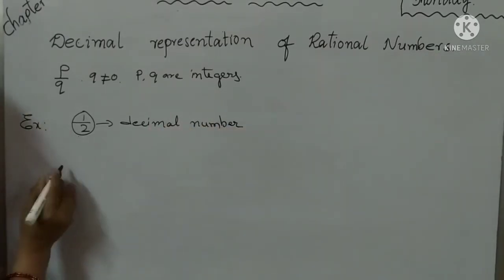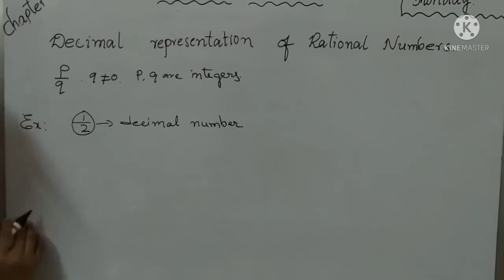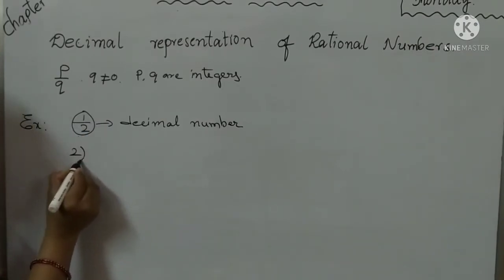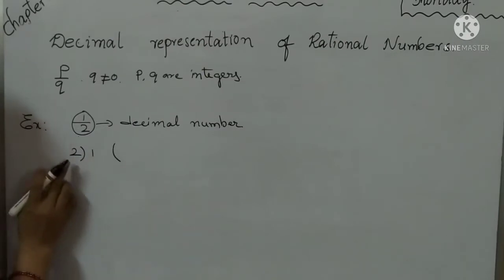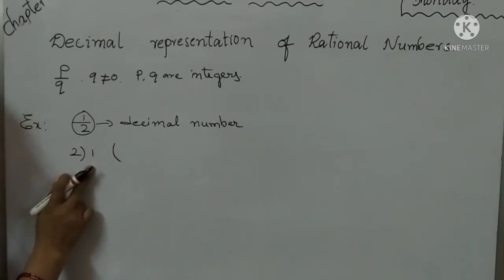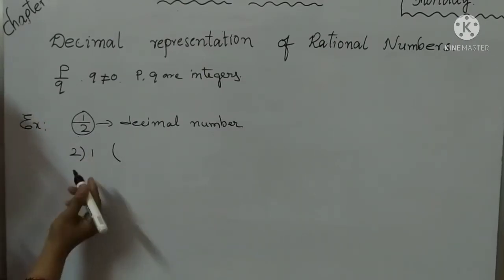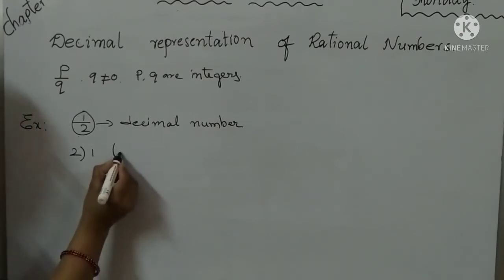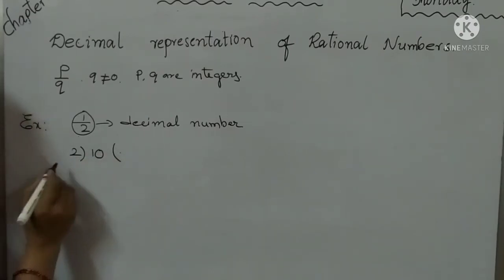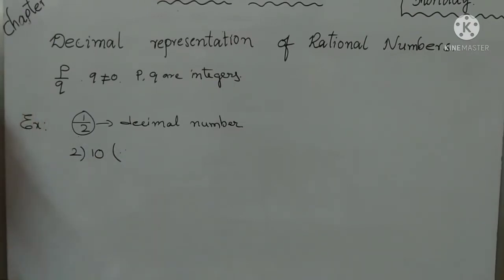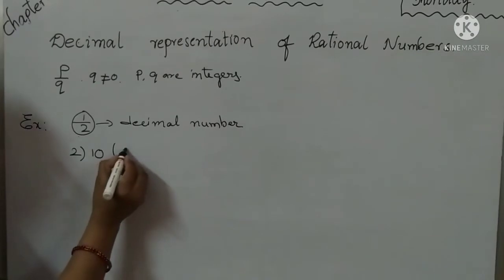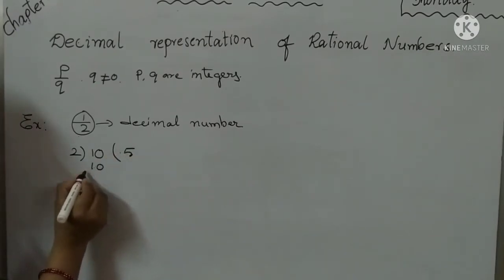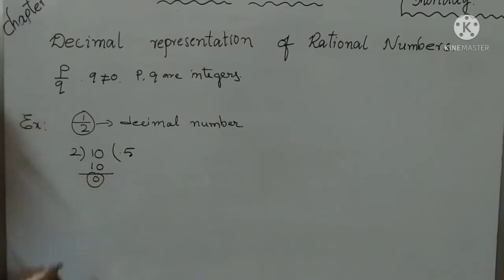So here, write using the division method. 2, 1: how many times is it possible? It is not possible, so we put the point and take the 0. How many times is it possible? 2 1s are 2, 2 2s are 4, 2 3s are 6, 2 4s are 8 and 2 5s are 10. The remainder is 0. It is one example.